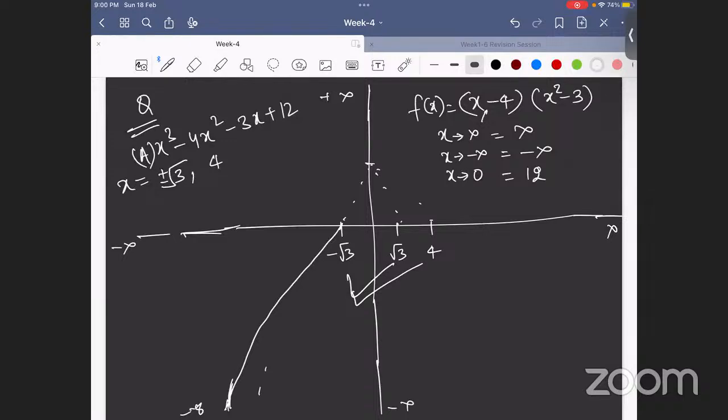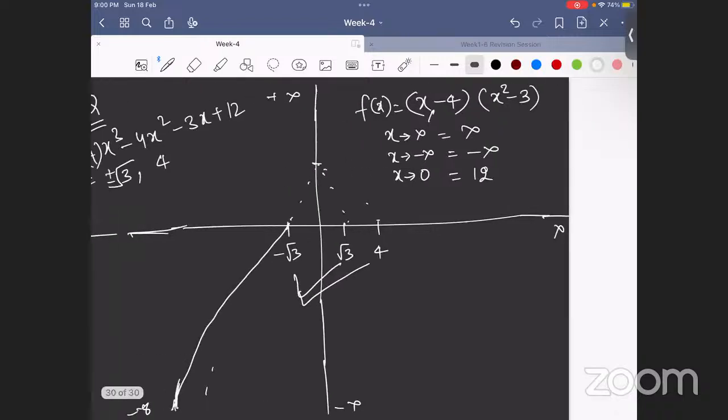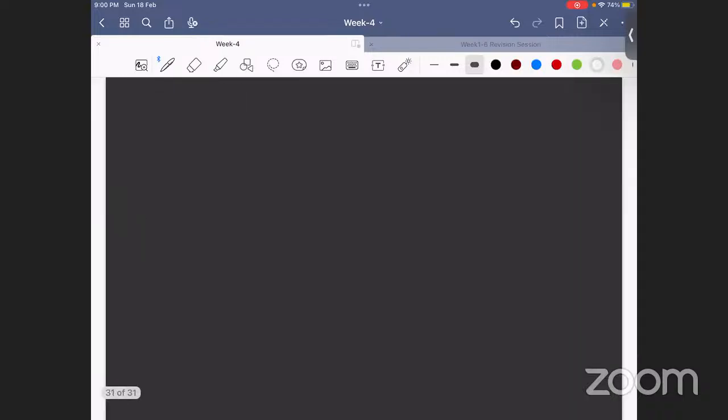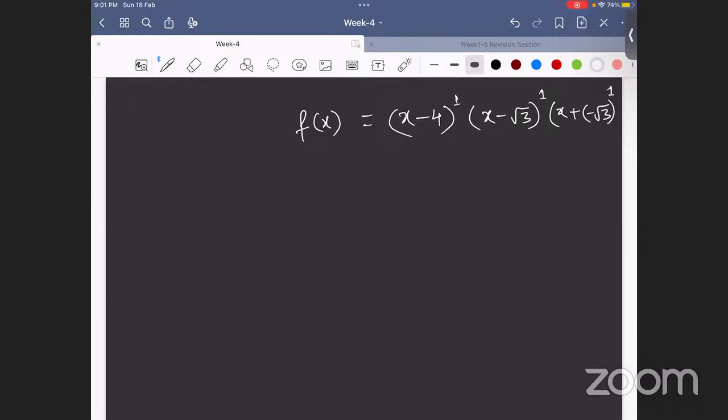Yes, sir. So can you explain a little more on multiplicity? Okay, so basically you have a function (x minus 4), (x minus root 3) and (x plus root 3). Correct? So you have 3 roots here, and all are having this as a factor. Because why am I writing this? Because that is not making any difference, right? So that means what? How many unique roots do you have?